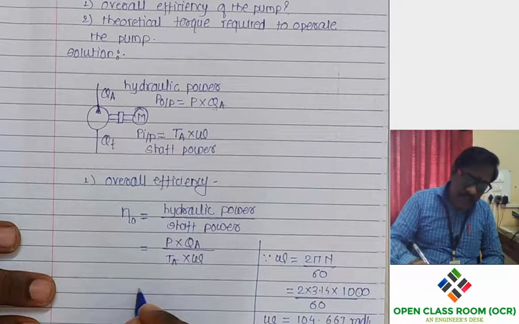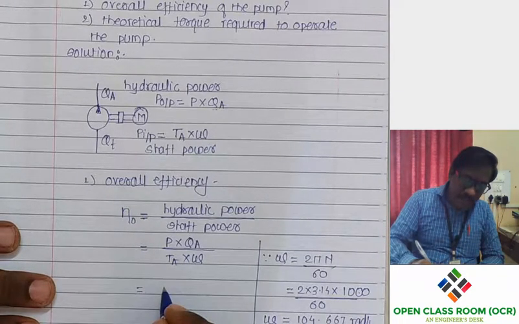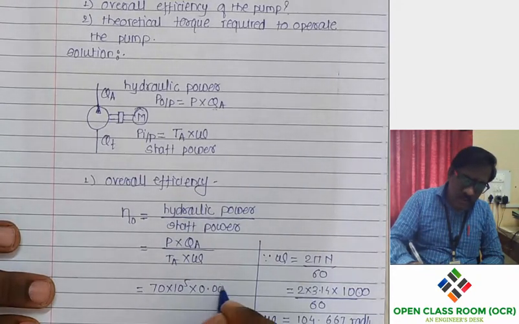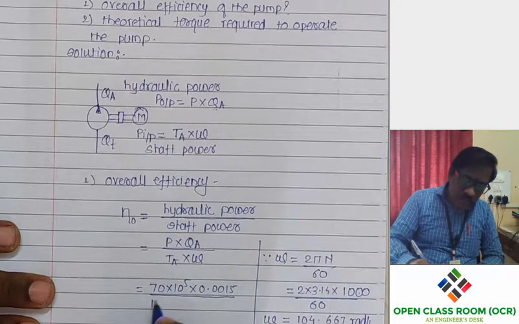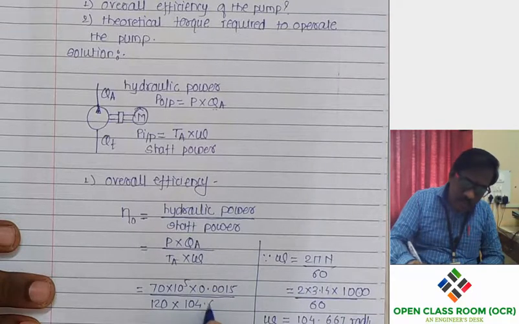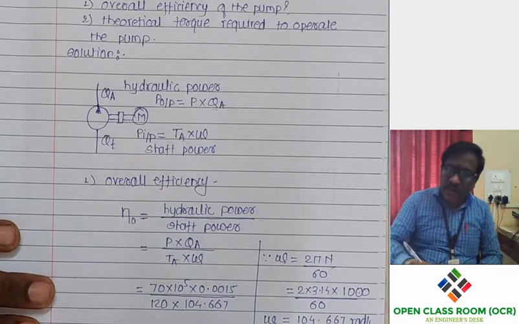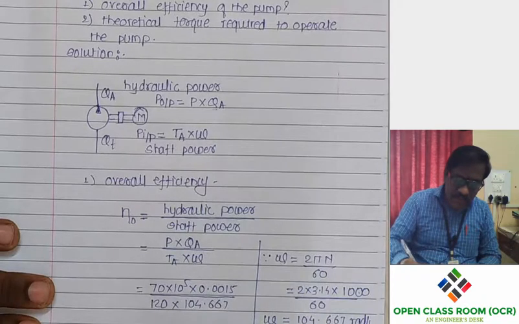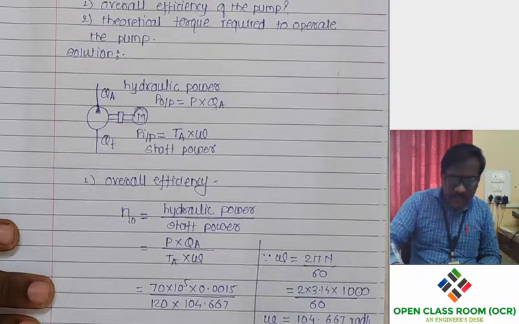Now let us substitute all these quantities in this formula. The pressure is 70 × 10^5, times the actual discharge by the pump 0.0015, divided by the actual torque, 120 N·m, times the angular velocity, 104.667. If we calculate all these values, we get the overall efficiency 0.83598, or in other words 83.598% is the overall efficiency of the pump. This is answer 1.